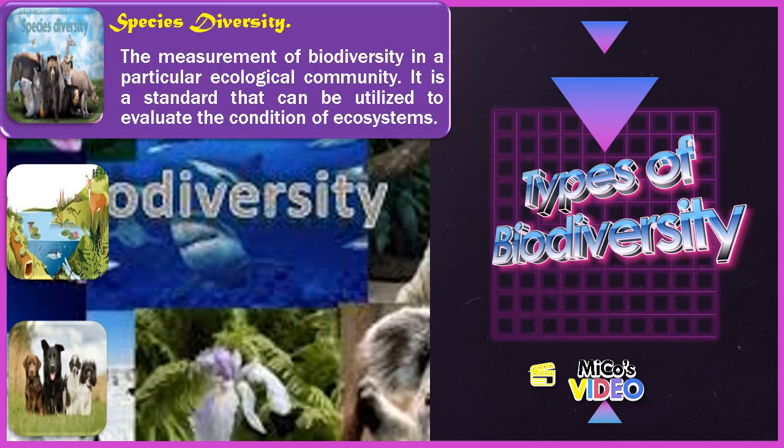Species diversity is a measurement of biodiversity in a particular ecological community. It characterizes the species richness, or the number of species thriving in an ecological community, the abundance, or the number of individuals per species, and also the distribution or evenness of species. Species diversity is a standard that can be utilized to evaluate the condition of an ecosystem. In a healthy ecosystem, a diverse and balanced number of species exist and maintain the equilibrium of the ecosystem.